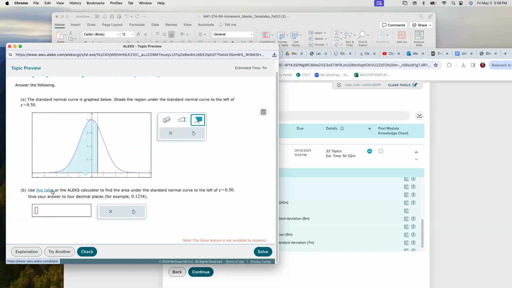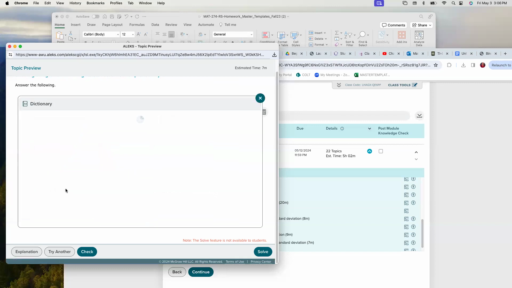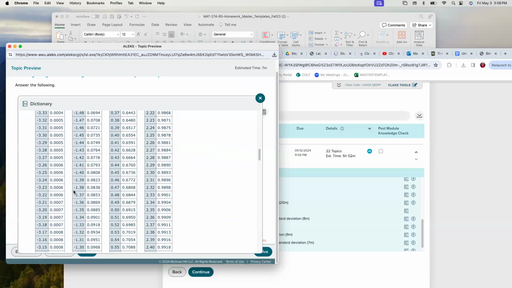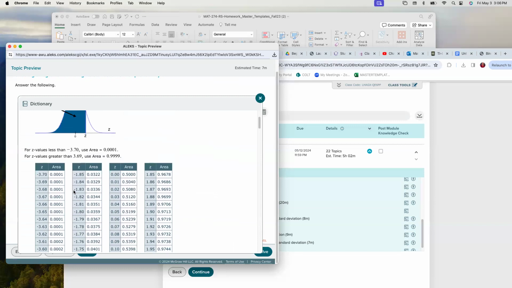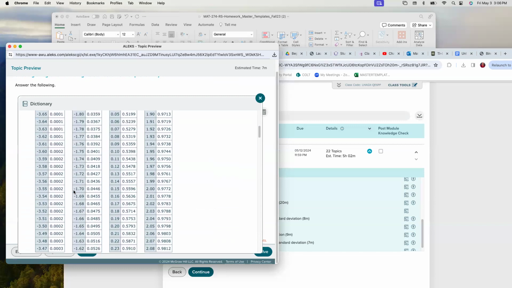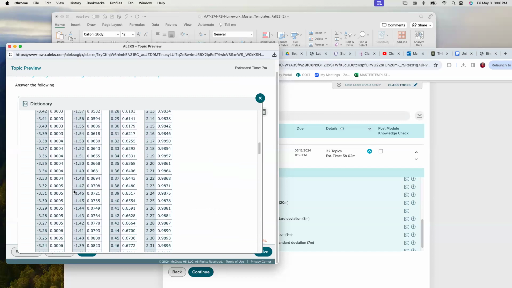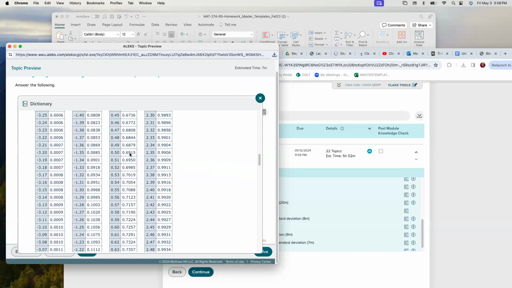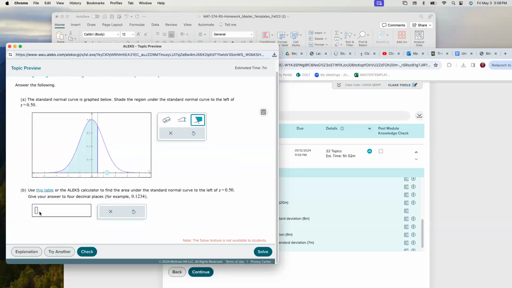We can use the table, which, I guess, is old school, and you can go through and do that, and it will give you the answer. If I look up 0.5 here, let me see if I can find it real quick. Okay, there it is, 0.6915. So we could do that if you want.